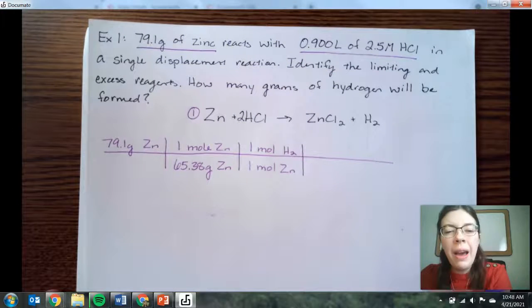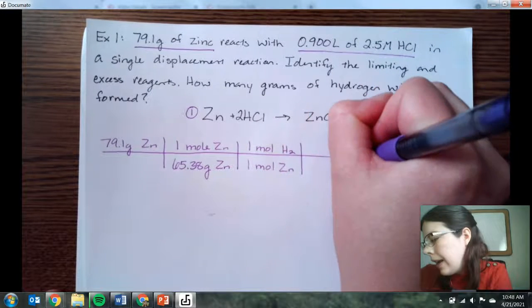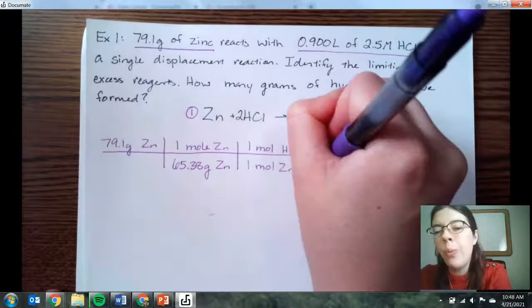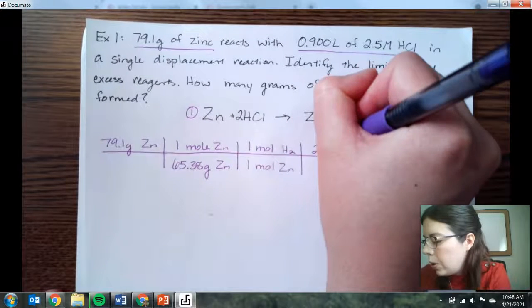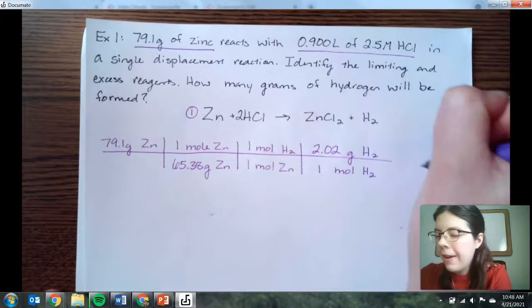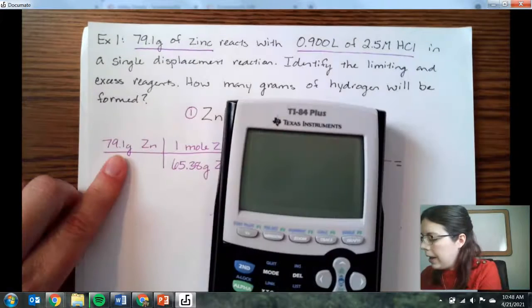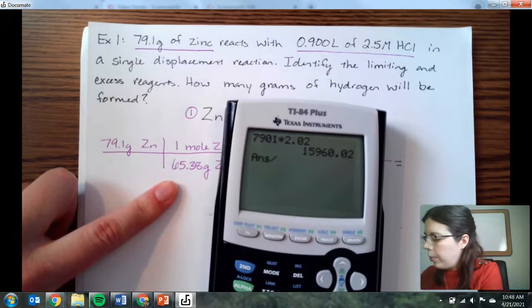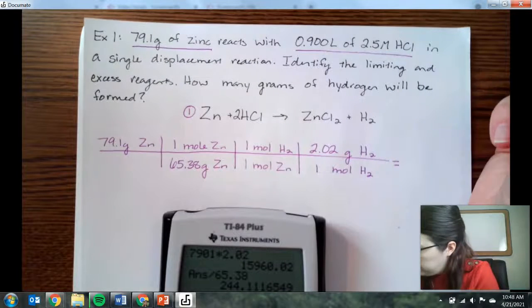And then the final thing, I want to find the grams of hydrogen. So moles goes on the diagonal so they cancel out. And every 1 mole of hydrogen weighs 2.02 grams. Okay, so that is my first table all set up. So let's go ahead, we're going to multiply across the top, divide by the bottom. So 79.1 times 2.02, and then divide by 65.38.